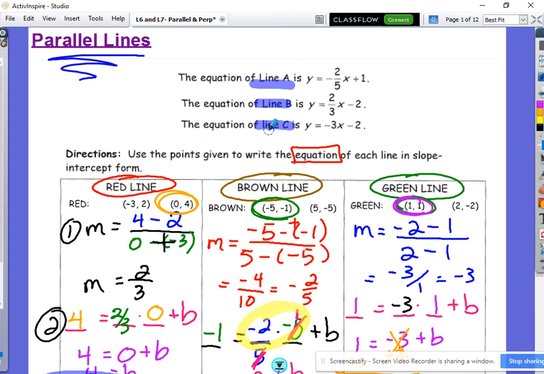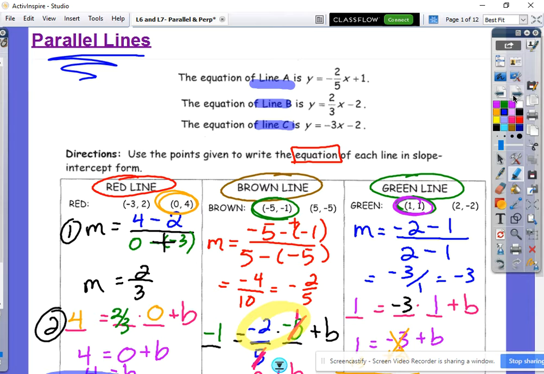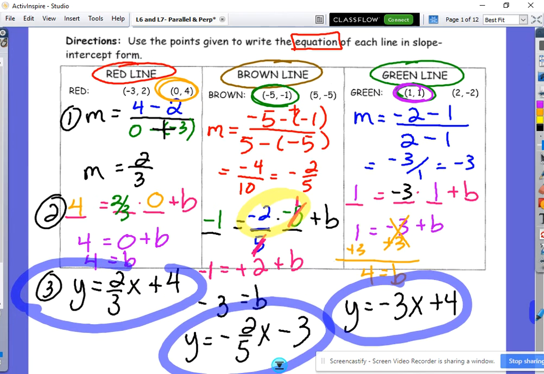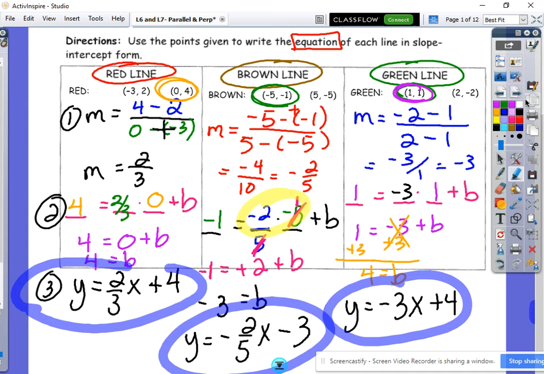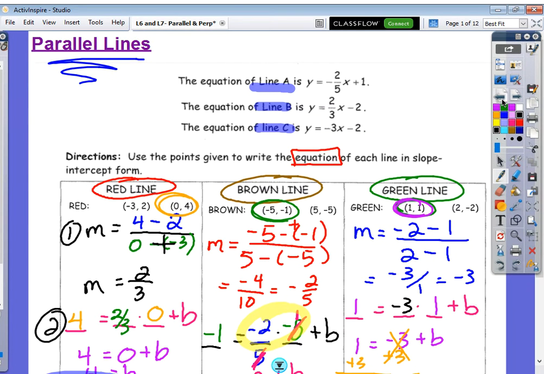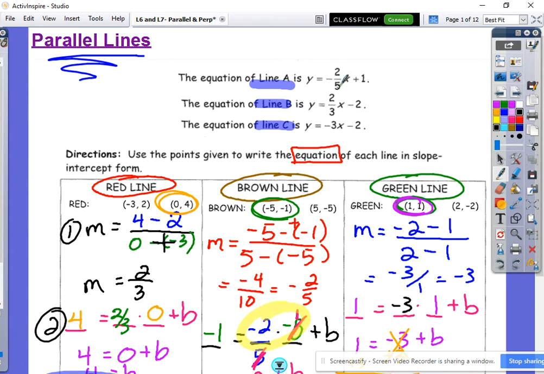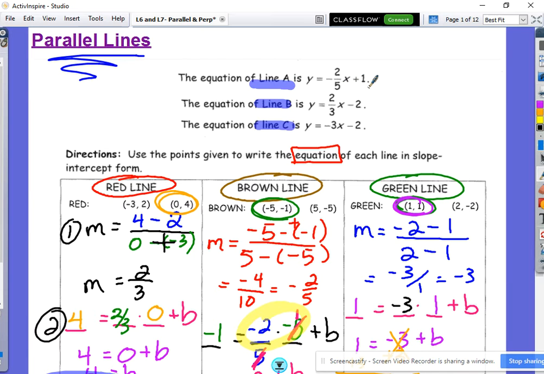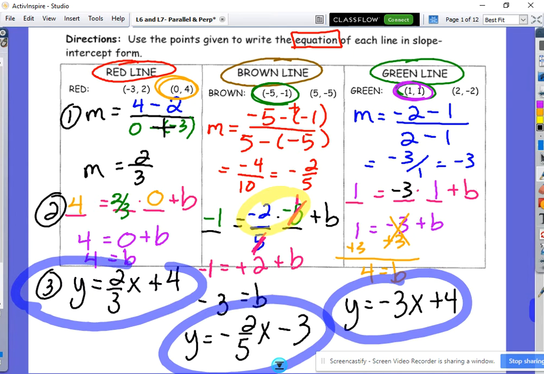So it's really helpful to see that the question we start to ask ourselves is the following. Keep all your work here on the front, and then we're going to flip over to the back and you're going to see the questions that are being asked of you. The first question is, which colored line is parallel to line A? If we come back to here, line A is y equals negative 2/5 x plus 1.